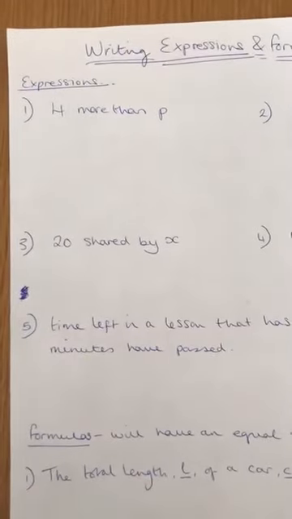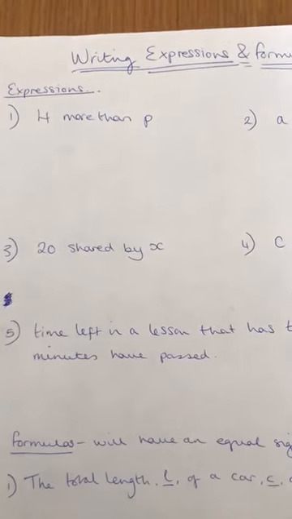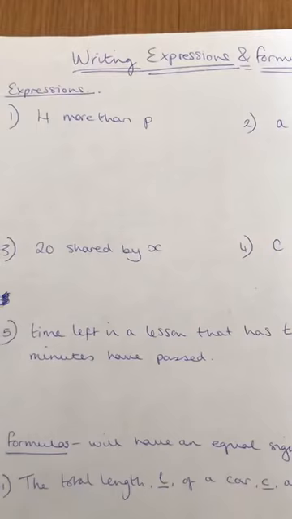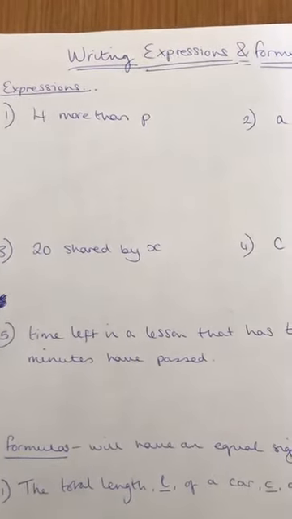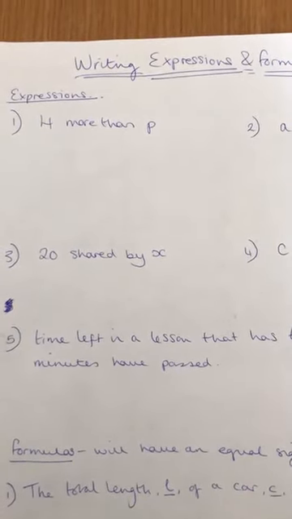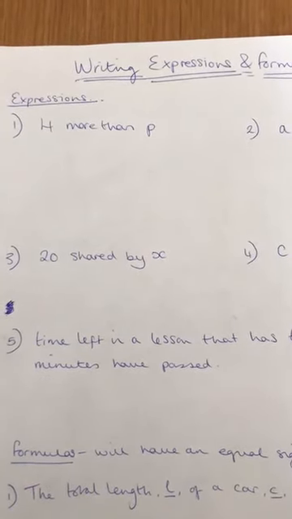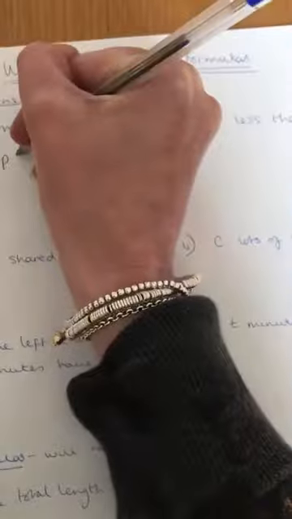So if we were asked to write an expression for 4 more than P, so with the word more than, that's going to be adding, so we know that there's going to be adding in the expression. Now, what tends to happen here is that pupils see 4 first and think that that's what they're going to write. But you have to be careful with this, because it's saying 4 more than P. So the letter you're actually starting with is P, and you want 4 more than that. So you should write P plus 4.